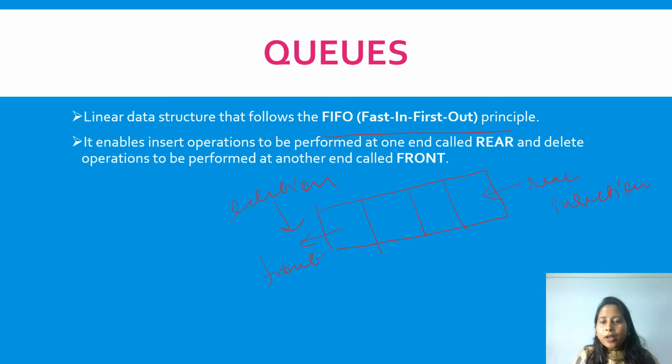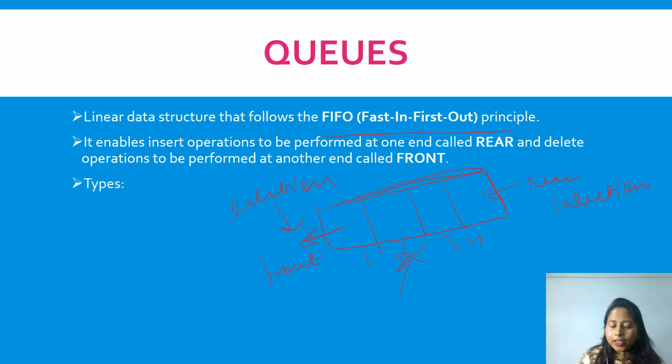Now let me give a practical example of a queue. Suppose students are waiting for admission in a college or university. So this is a queue. Definitely the students who have come first will get the opportunity to take the admission first. Who has come second will get the second opportunity, and so on. So that's the example of a queue.